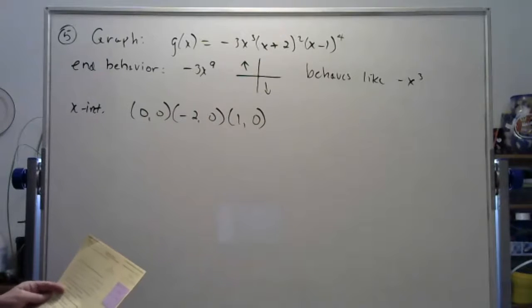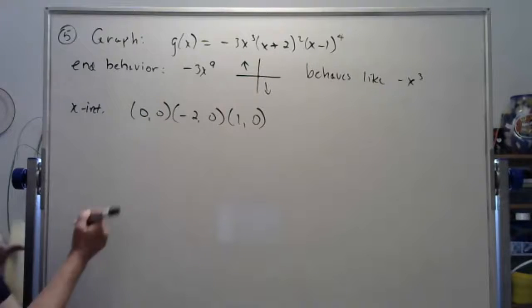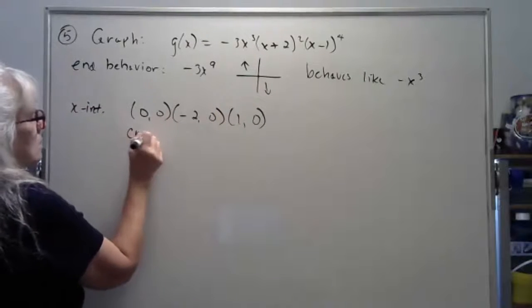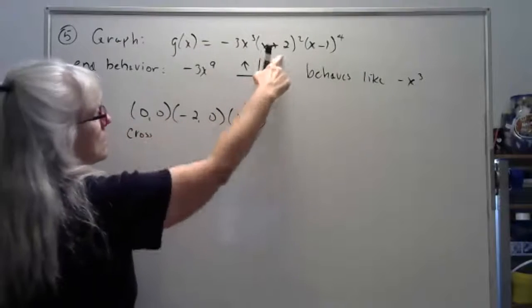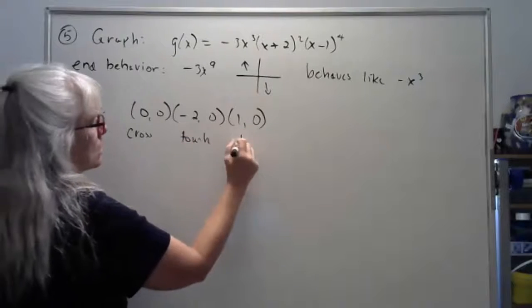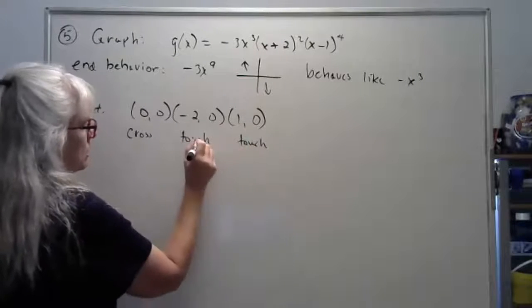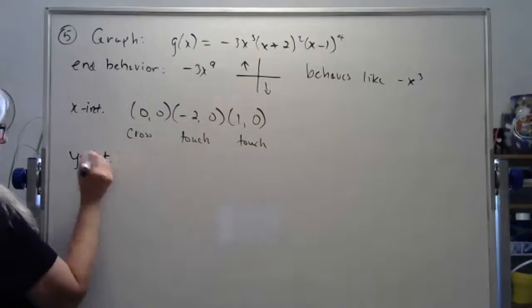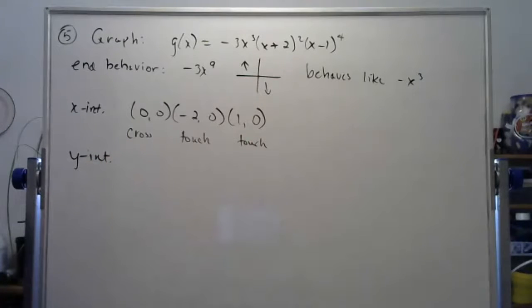And then it says, okay, now we're going to talk about whether it's bouncing or crossing. So at 0, because it's an odd exponent, we know it's going to cross. The -2 is an even exponent, so we know it's going to touch. Same thing with the 1, it's going to touch. Okay, y-intercept. What's my y-intercept? How do I find my y-intercept?